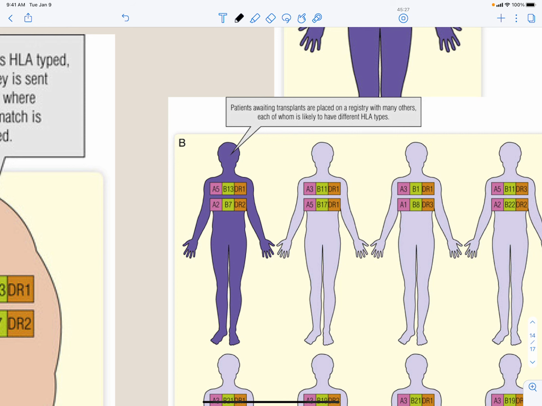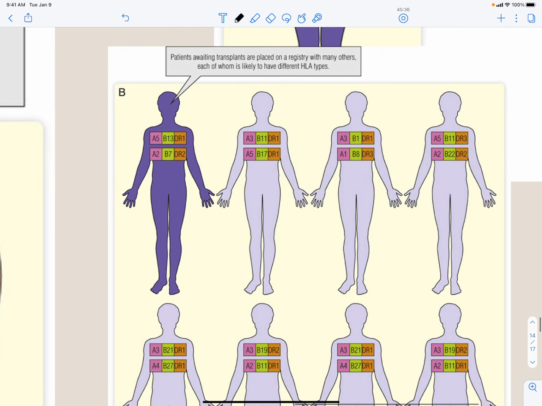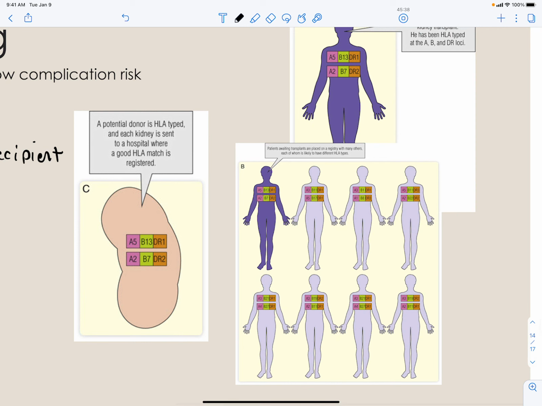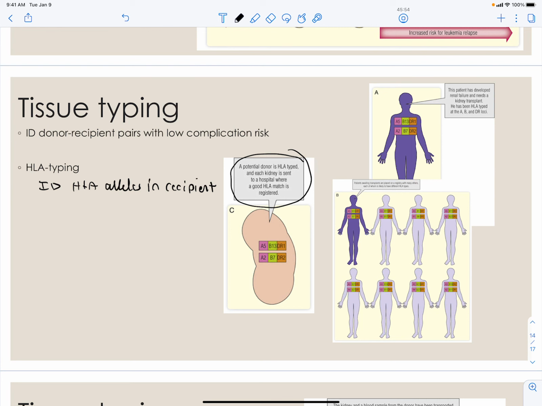So these are all the potential donated tissues, and you're looking for one that matches closely to the patient in purple. A potential donor is HLA typed, and then the kidney gets sent to the hospital where the HLA recipient is in the registry and is waiting. That's kind of how these solid organ transplants find their way to the donor and recipient.